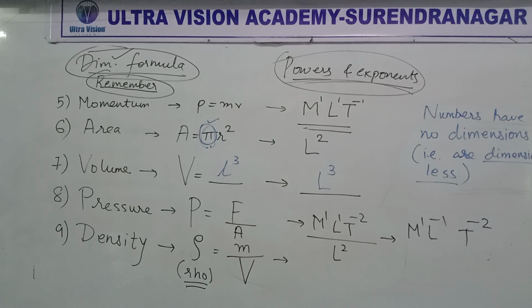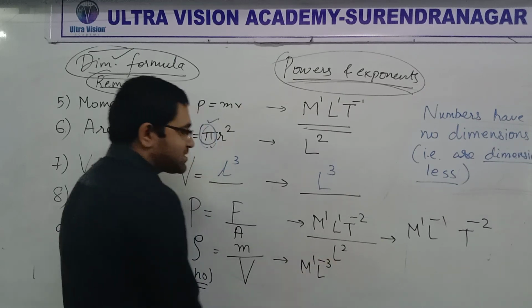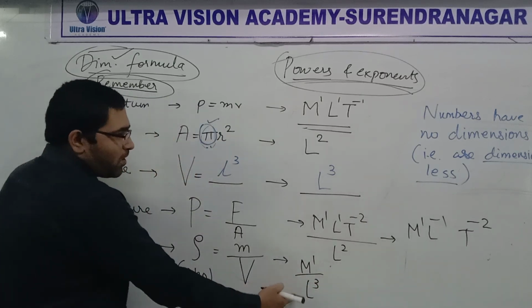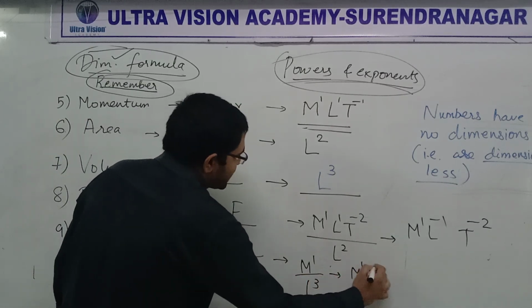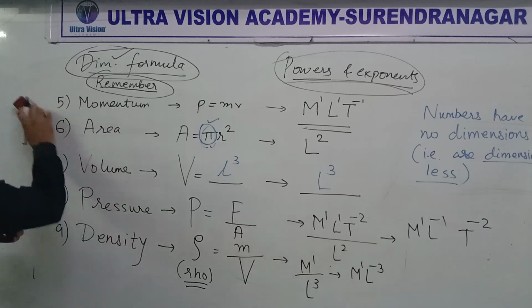There should be no volume in the formula, everyone. Just basic quantities: mass, length, time, temperature, etc. So the final answer is M raised to 1, L raised to minus 3. Why L raised to minus 3? Here's the step. L cube is for volume. So the final answer is M raised to 1, L raised to minus 3. Alright, so that's density. Let's go to the last one for today.